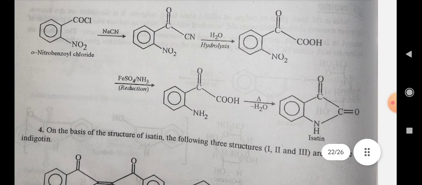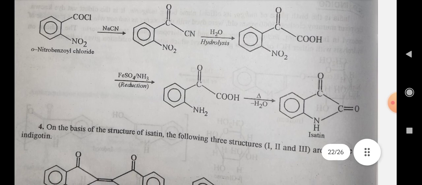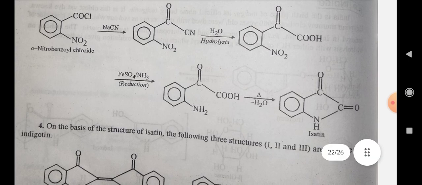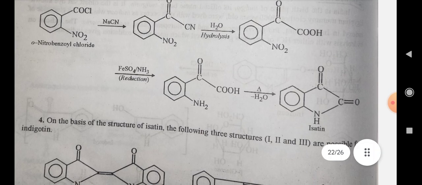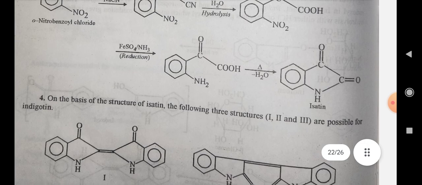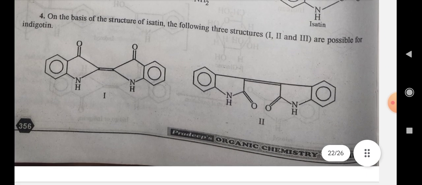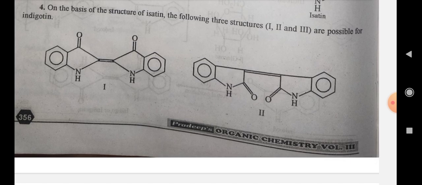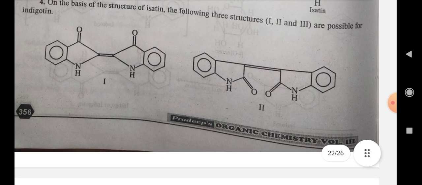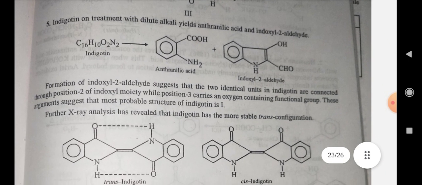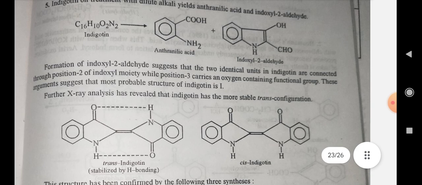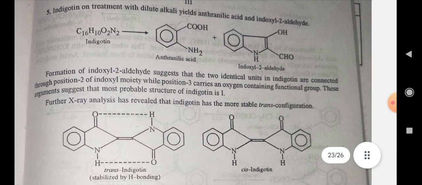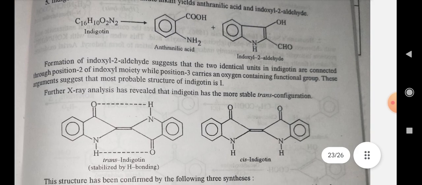Then ortho-nitrobenzoyl chloride is treated with NaCN, then hydrolyzed, and then in the presence of FeSO4 and NH3, isatin is formed as a product. On the basis of the structure of isatin, the following three structures 1, 2 and 3 are possible for indigotin. Indigotin on treatment with dilute alkali yields anthranilic acid and indoxyl 2-aldehyde is formed as a product.